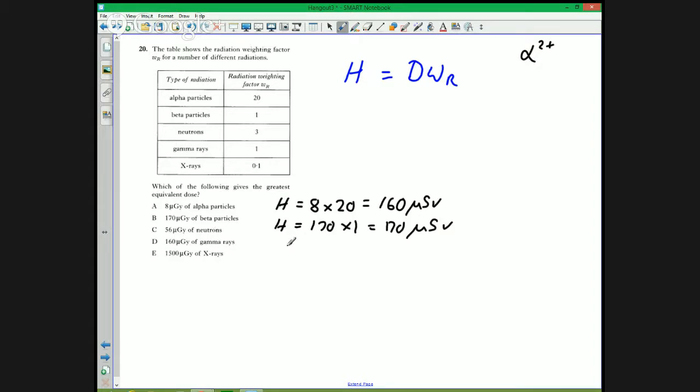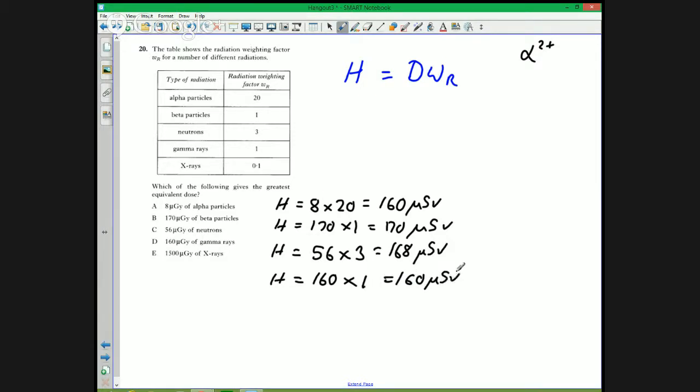What about the 56 micrograys of neutrons? Well, the radiation weighting factor for that is 3, so it's going to be 56 multiplied by 3. So we'll have 3 56s for that one, and we get an answer of 168. So still not out in front, we've still got a leader. What about 160 micrograys of gamma rays? Well, it looks like a big number to start off with. 160 multiplied by gamma rays, radiation factor 1. It's going to give us 160.